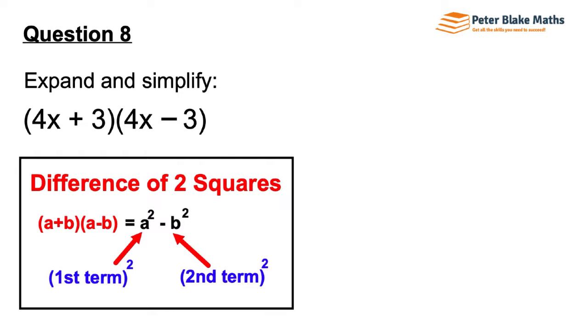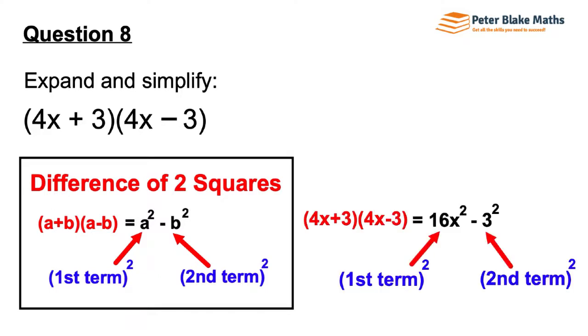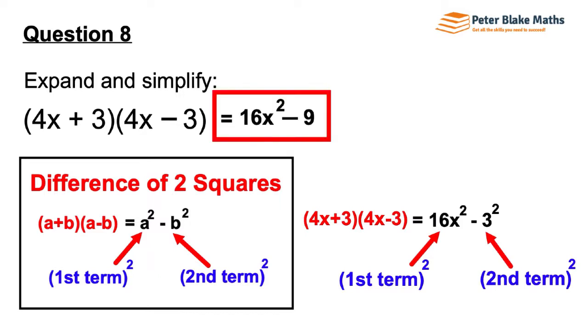So when we apply that template to our question here of 4x plus 3 in one bracket and 4x minus 3 in the other bracket, we'll just square that first term of 4x times 4x, making 16x squared for the first section. And we just take our second term of 3 and square that as well, with a minus in between. So we once again get 16x squared minus 9, following the difference of two squareds shortcut pattern.